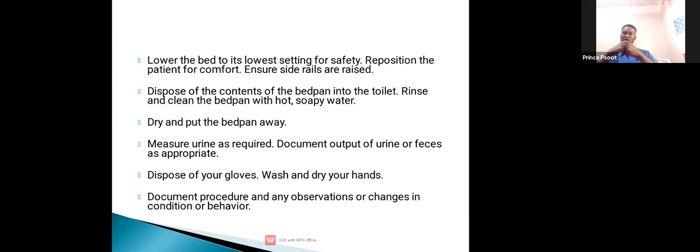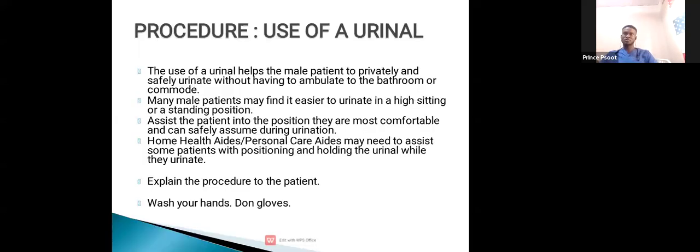Measure the urine as required, then document output of urine or feces as appropriate. Dispose of your gloves and wash your hands, then dry your hands and document the procedure, and any observations or changes in the patient's condition or the patient's behavior.